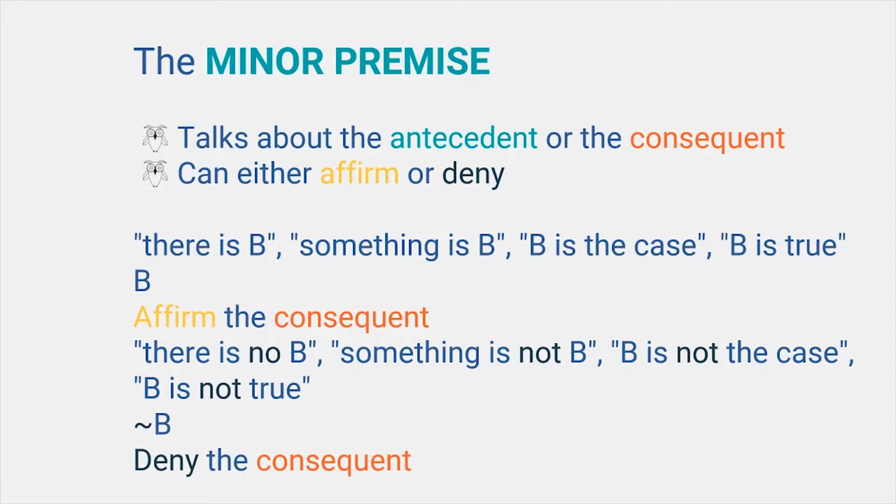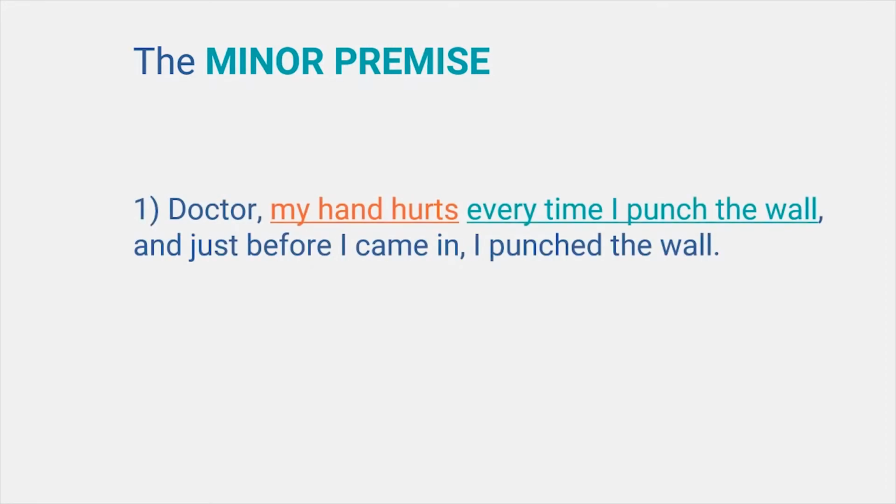If your minor premise does not mention the antecedent or the consequent, then you can already dismiss the argument, because then the major and the minor premises together cannot form a proper argument. So let's get back to the previous examples and add a minor premise. Example 1. Here the minor premise is, I punched the wall. That is affirming the antecedent.